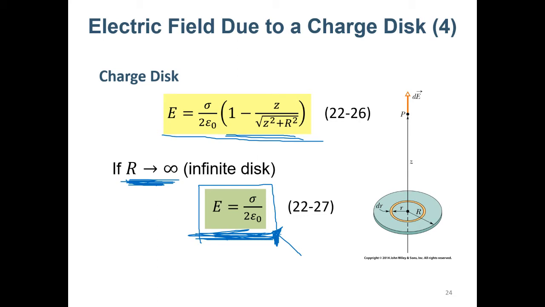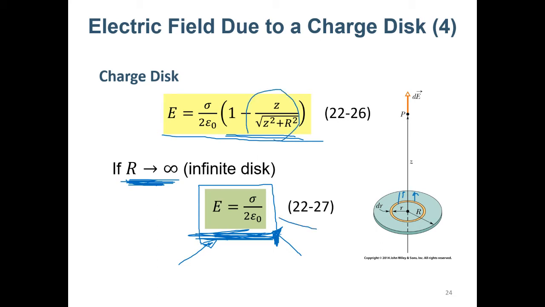Actually, in that case, even though the disk is not infinitely large, if you consider a point close to the plate, then it will approximate a similar result. If the disk is somewhere maybe close to here, it will be something like that. If z is quite large, far away from this plate, then you need to subtract this term.